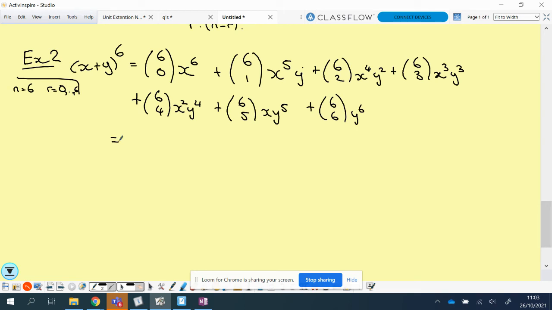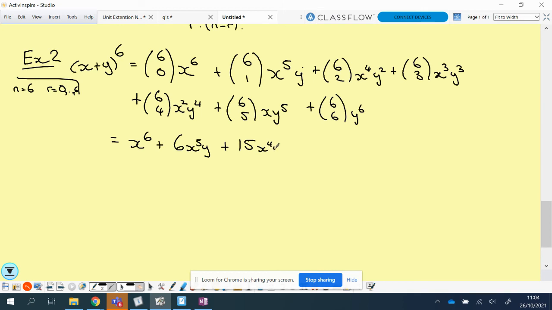write down what the coefficients are attached to these things. 6 choose 0, well, that's the start of our row. The start of our row is always 1, so it's going to be 1 lot of x to the power 6. 6 choose 1, that's going to be 6 x to the power 5 y. Plus 6 choose 2, which should give you the answer 15. You can check that in a calculator as well.